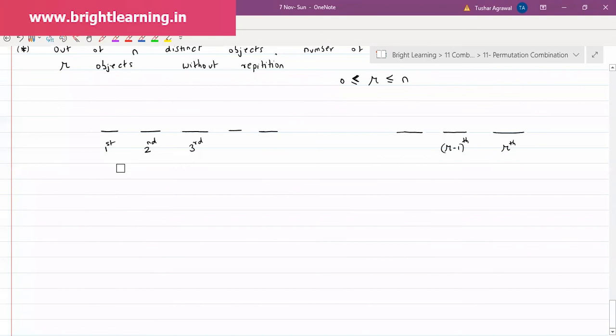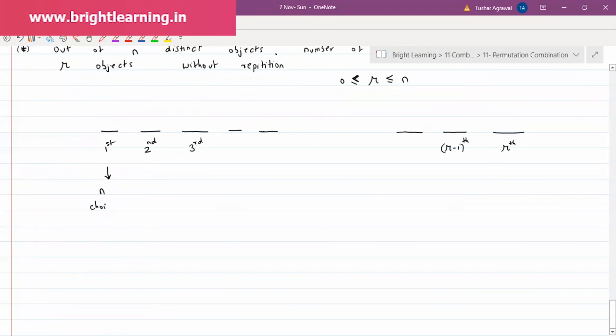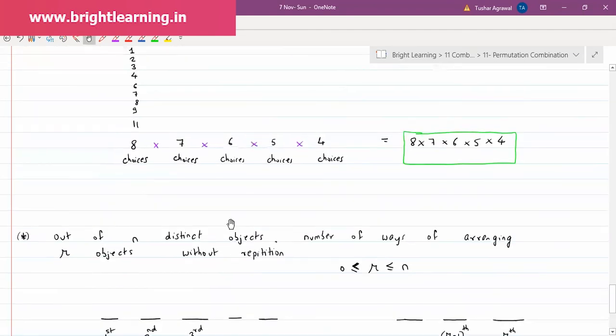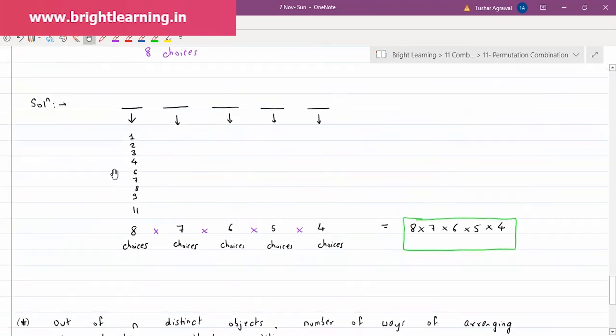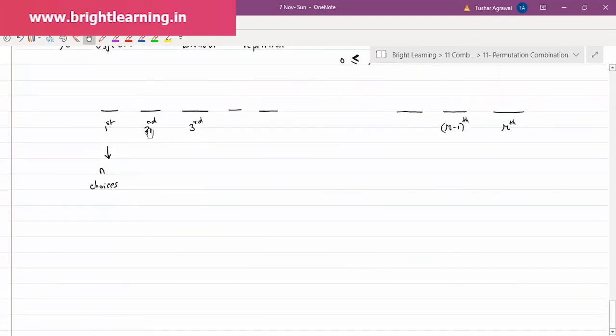So at the first position, what is the number of choices? Can you see that there are n choices? Everybody? At the first position, there are n choices. This is the same question, I'm just telling it in terms of generalization. Out of 8 digits, we have to fill up 5 places. So at the first position, n choices. At the second position, there are n minus 1 choices.